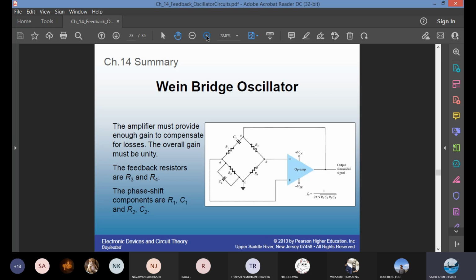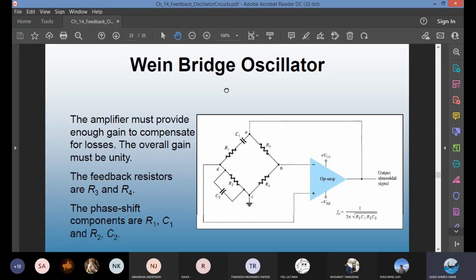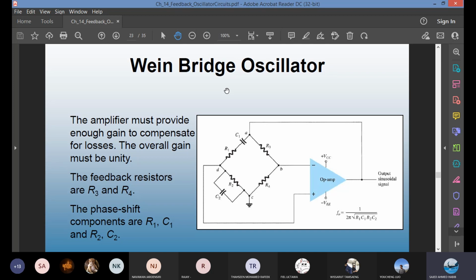This is a Wien bridge oscillator. It looks like a bridge circuit. For those of you, I think all of you have studied the basic circuit theory and also the circuit lab. We do an experiment using a bridge circuit. 4 resistors are connected in a bridge configuration, and then there is one unknown resistor which you have to find. That one is called the Wheatstone bridge.